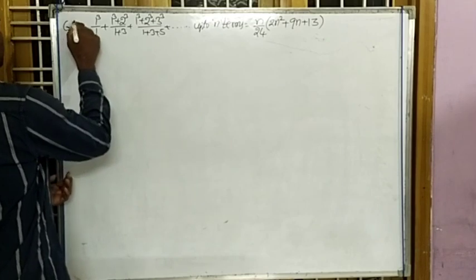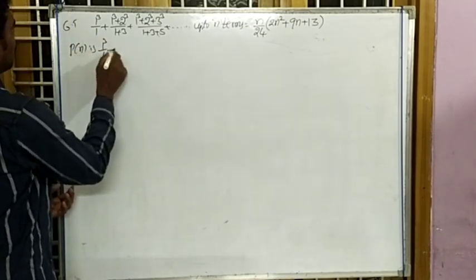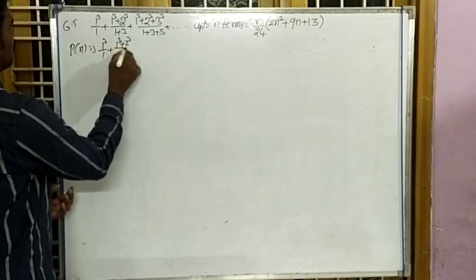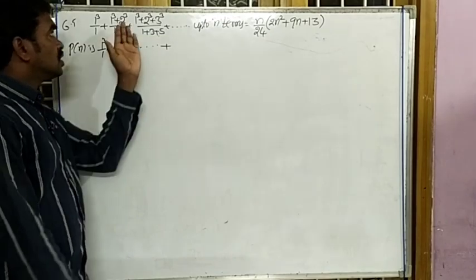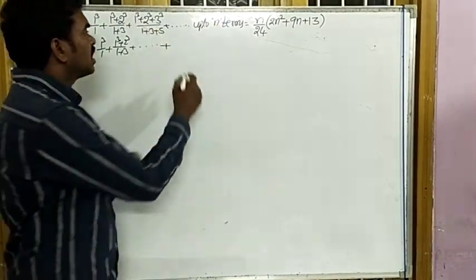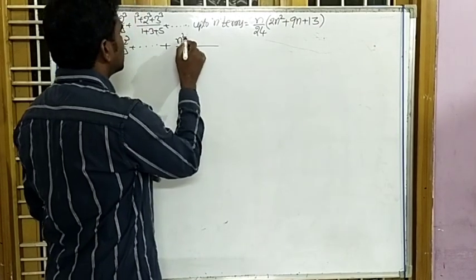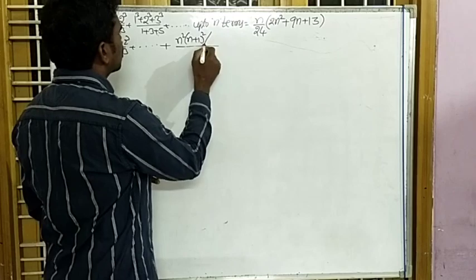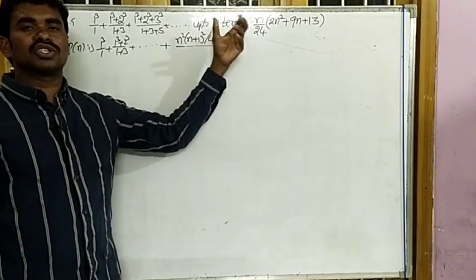Given that, I am taking P of n as 1 cube by 1 plus 1 cube plus 2 cube by 1 plus 3 plus so on. So what will be the last term? The numerator will be 1 cube plus 2 cube and so on plus n cube, and that is the sum of the cubes of the first n natural numbers. So that formula is n square into n plus 1 whole square by 4. This is the formula of 1 cube plus 2 cube and so on plus n cube.